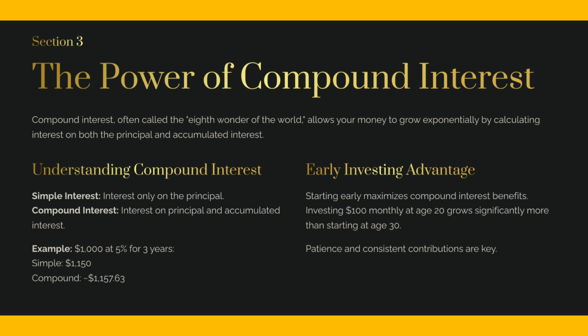3.2 Early investing advantage. For young people, investing $100 monthly at age 20 grows significantly more than starting at age 30 due to compounding.